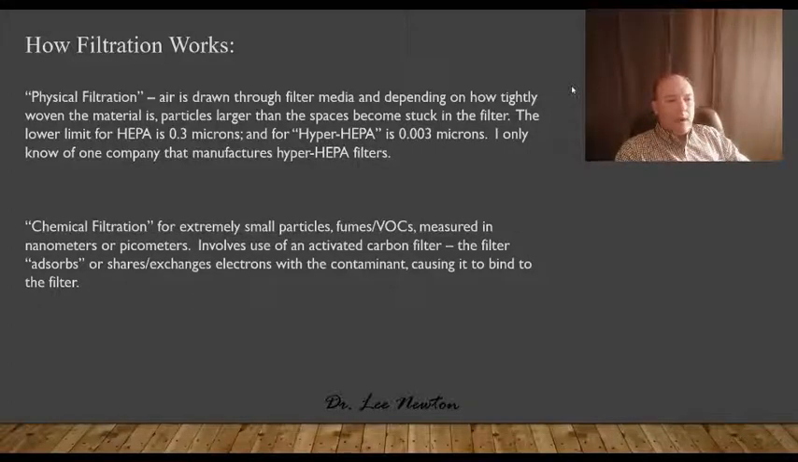So I've used the term chemical filtration here to denote when the extremely small particles, like those measured in nanometers to picometers, are removed from the air, but it is done not by absorption, it's done by adsorption. It's a chemical process where electrons are exchanged, and it involves an activated carbon or charcoal filter, and you have the molecules or the individual atoms sticking to that filter via electron exchange, because again, they're too small to be removed by an ordinary filter.